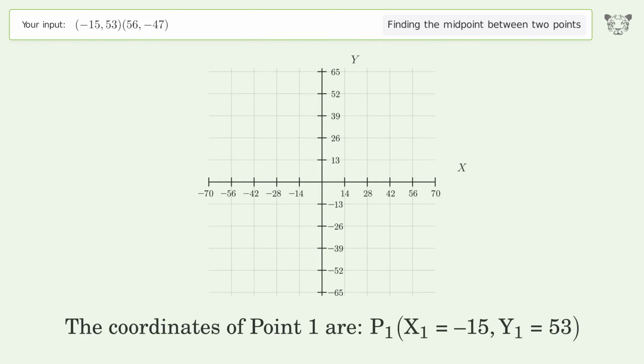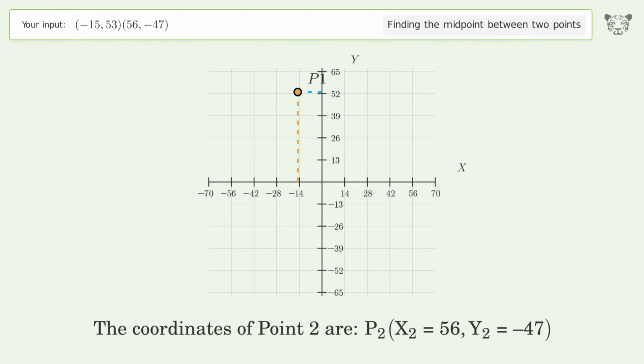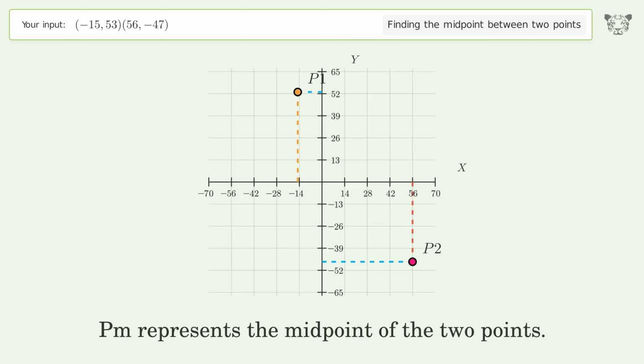The coordinates of point 1 are x1 equals -15, y1 equals 53. The coordinates of point 2 are x2 equals 56, y2 equals -47. PM represents the midpoint of the 2 points.